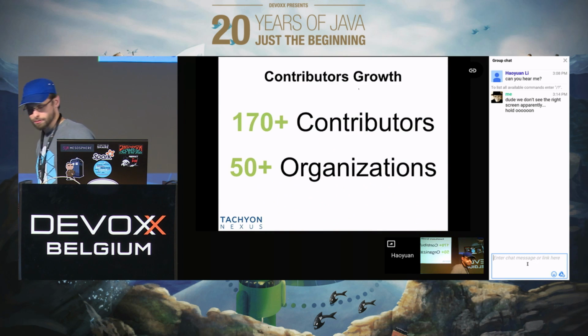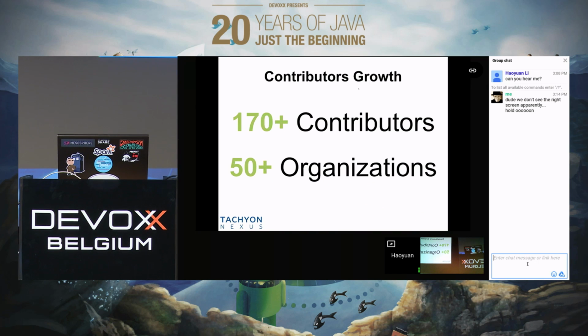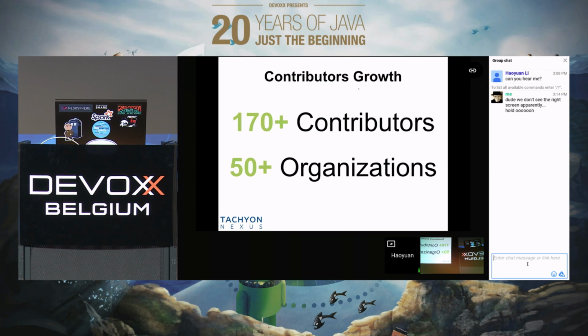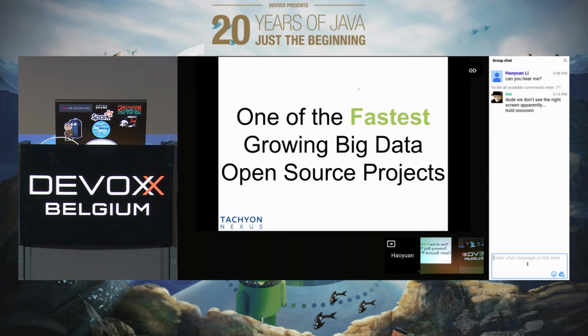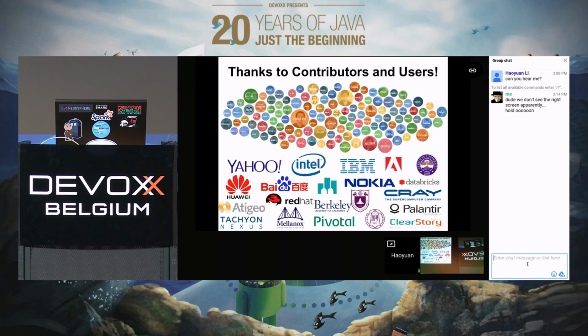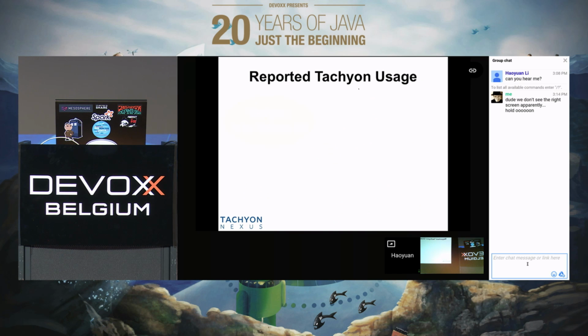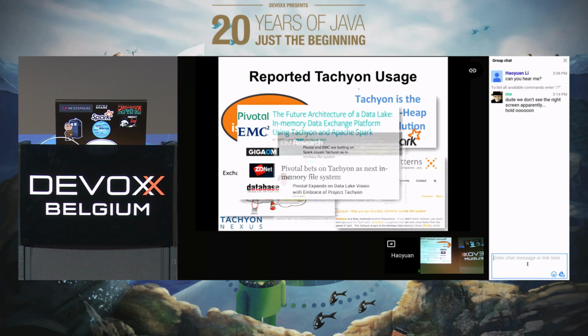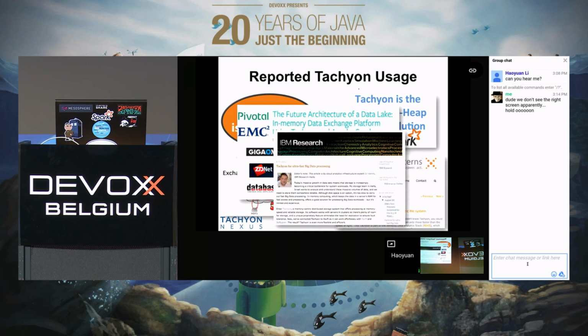Okay, great. All right. So I probably lost you guys from the very beginning, but anyway, here's the community growth. It's a lot of companies and contributors, and it's one of the fastest growing projects in the big data ecosystem. Here are the contributors and the users. You see the bubbles I mentioned earlier, and here are the companies which are contributing to and using Tachyon. This is some reported usage in the Fedora distribution, as the storage for Spark. Companies like EMC and IBM all endorse the system and are doing work around it.